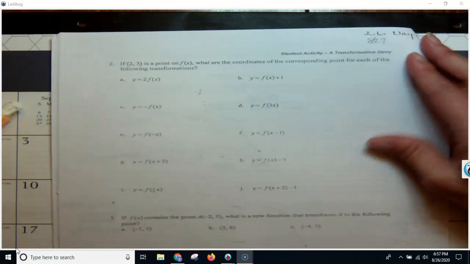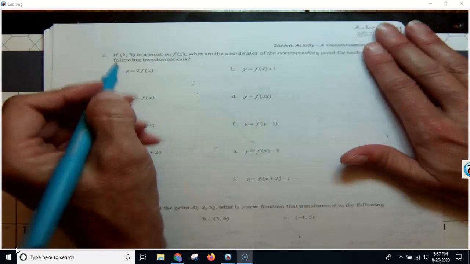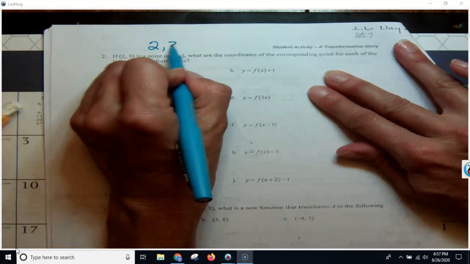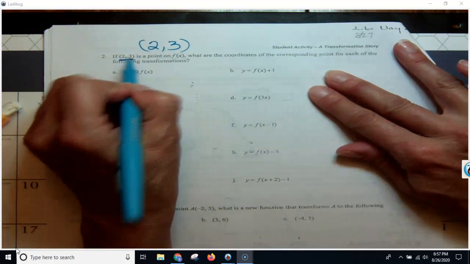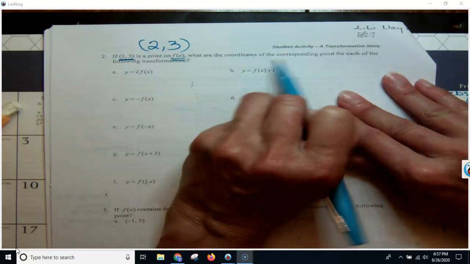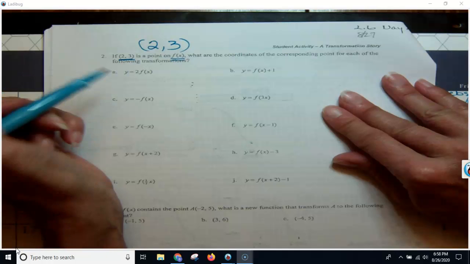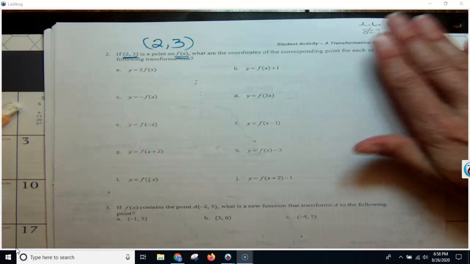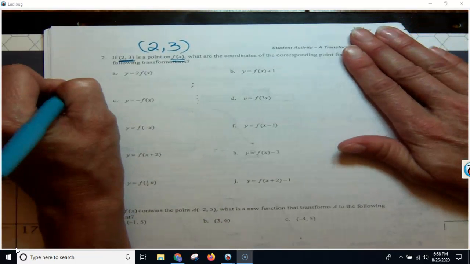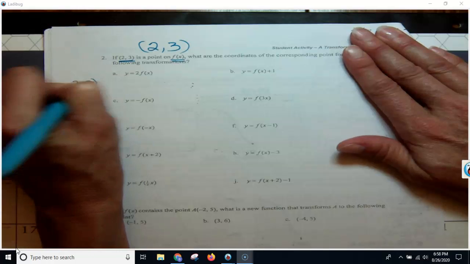So let's flip your page over and we will work on these. And hopefully if you guys have been following this, this will really solidify everything. So we are looking at a point of 2, 3. Okay, right here. 2, 3 is on the graph of f of x. How do I change? What is the new point with the new function? Okay, and so we're just going to basically do what we've been doing. So you start off with your point 2, 3.